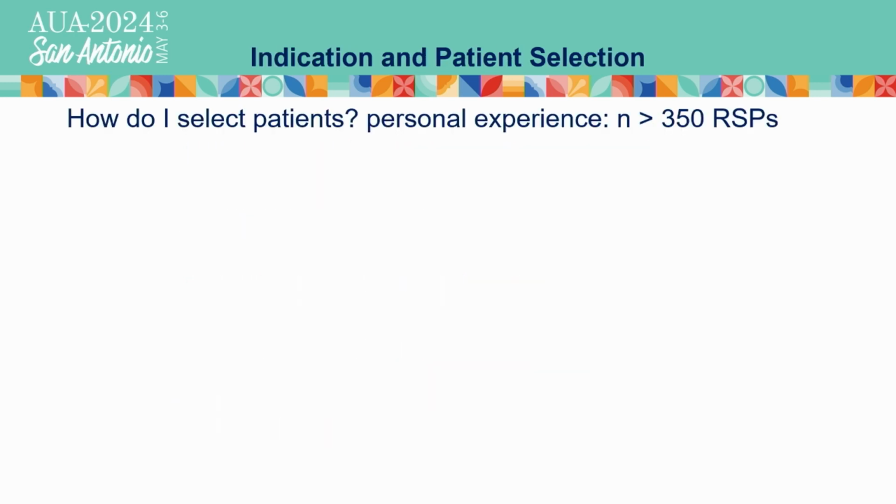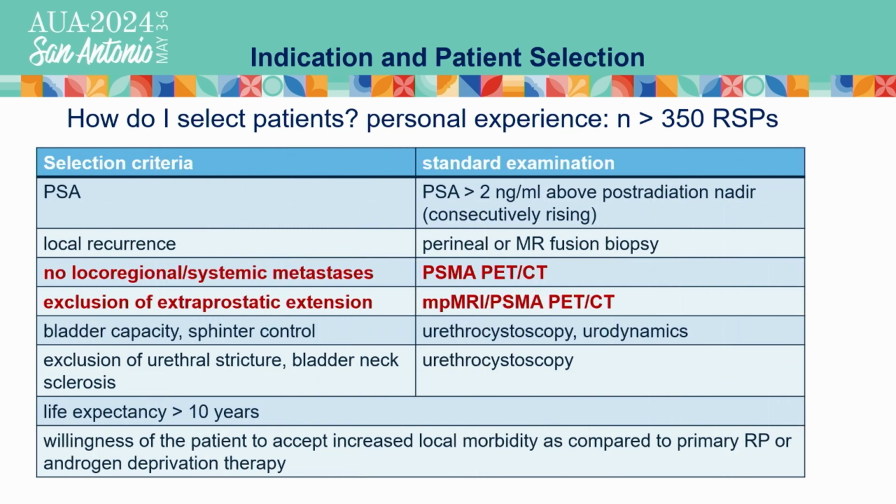So I just want to go a little bit more into detail. How do I select patients who might be candidates for radical salvage prostatectomies? And right now we have done more than 400 of those cases, so we're probably quite experienced in this setting. So this is what I do in my patients. Usually I get a PSMA PET scan to rule out locoregional and systemic metastases. And we also use the multiparametric MRI and the PSMA PET scan to rule out extraprostatic extension.